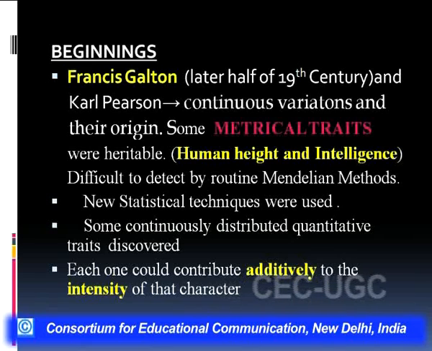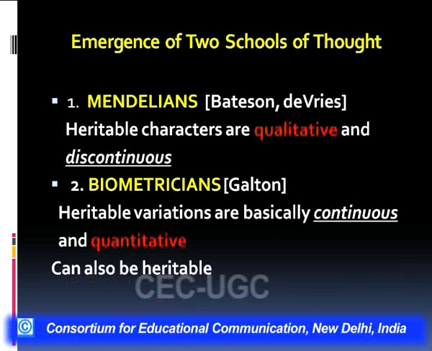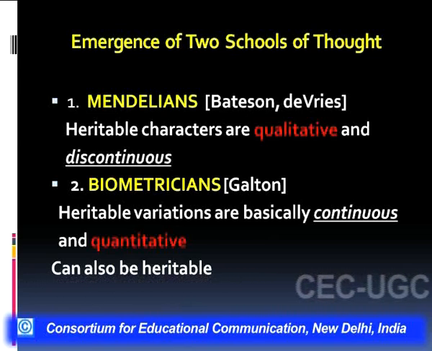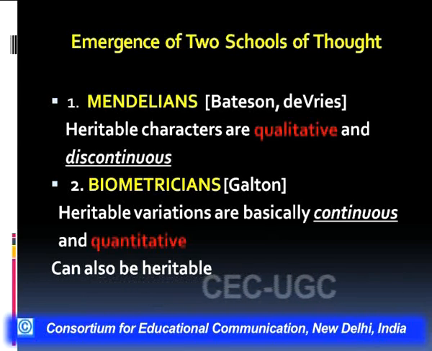That means they were not just about tall or short, they were about how tall or how short. That means now people started thinking in terms of quantitative terms, and perhaps these genes could add into one another. So, this was the beginning of quantitative genetics, and by this time two schools of thought really emerged. There was one thought of Mendelians, which was propagated by William Bateson himself and the great Hugo de Vries.